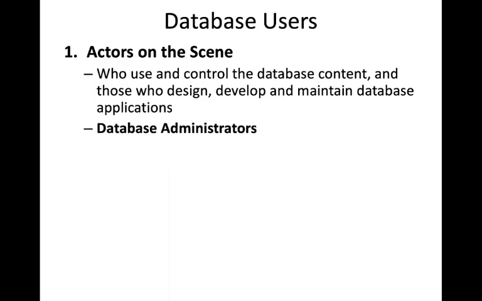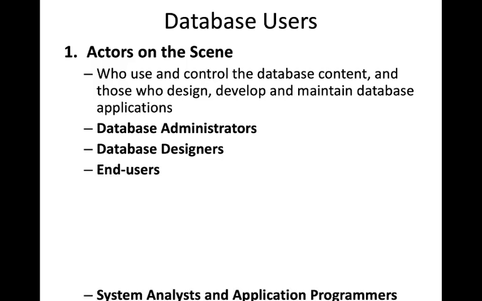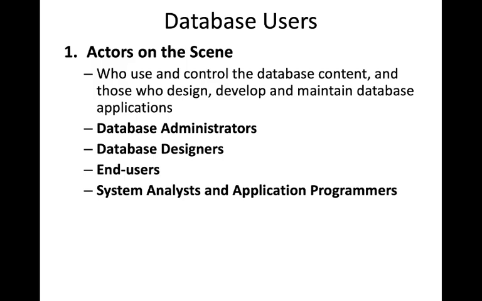Some of the actors on the scene are, as shown, database administrators. Then we have database designers. Then we have end users. There are various kinds of end users. And the fourth type of actors on the scene is system analysts and application programmers. We call them software engineers or software developers. So actors on the scene are the people who will be using this database, who will design, develop and maintain some database. These are the various kinds of actors on the scene: database administrator, database designers, end users and system analysts and application programmers. We will see all these users in detail.